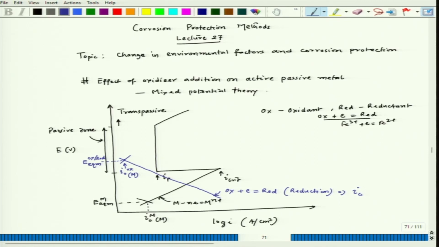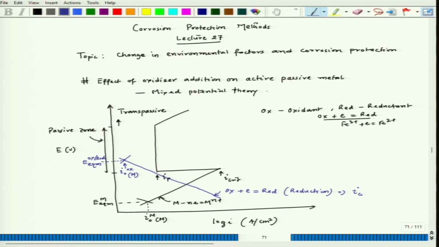Now, as I have indicated, if the metal is not in passive condition, then the metal can only reach the passive zone, corresponding to the current density of I passive, only if the mixed potential which is developed is in the passive zone. At the same time, the polarization line should not cross the active zone at any point.